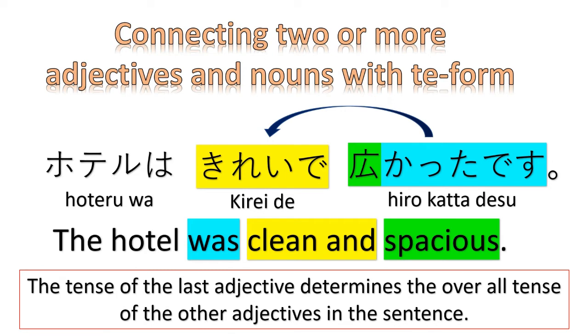Now, as you can see, this is in the past tense form. Both clean and spacious are in the past tense. It is because the tense of the last adjective, that is hirokatta desu, determines the overall tense of the other adjectives in the sentence. So when I said hirokatta desu, was spacious, it automatically means that kirei, the adjective preceding it, is also in the past tense.